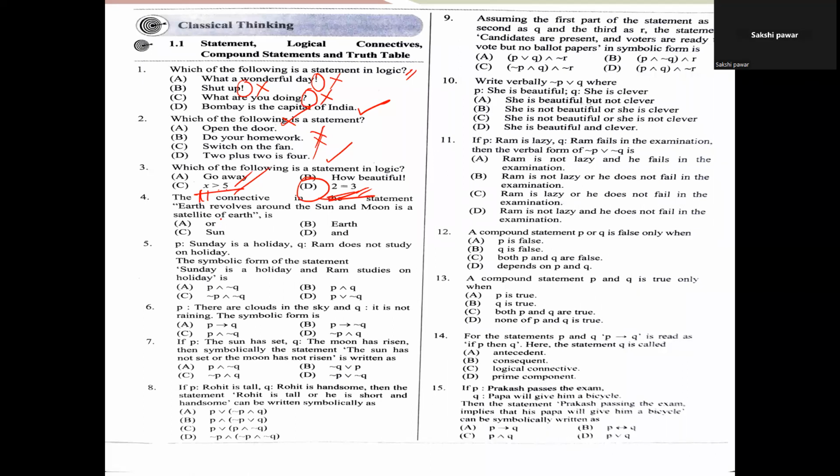The connective in the statement "Earth revolves around the sun and moon" is "and". Very good. Option B.